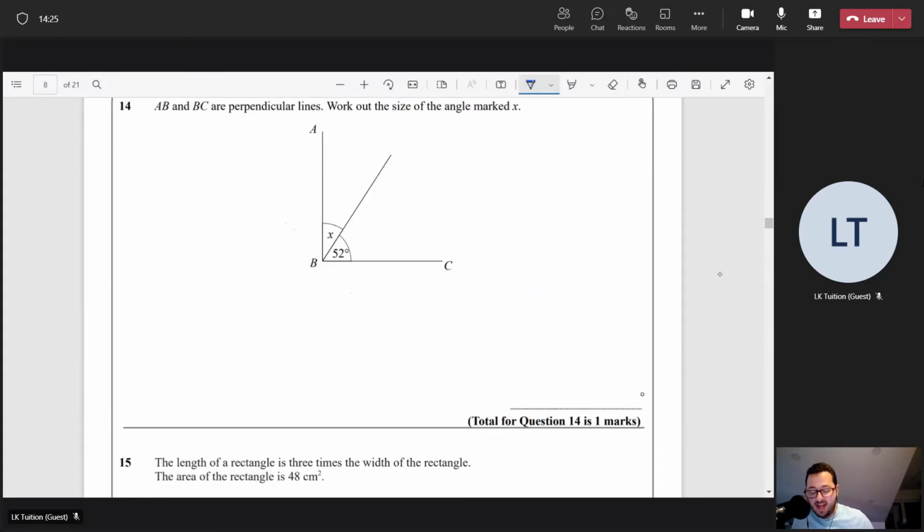Number 14, AB and BC are perpendicular lines. Work out the size of the angle marked X. Well, again, if they're perpendicular, this time we've got a right angle, and a right angle is 90 degrees. So we just want to do 90 take away 52. For all of this maths, you can just use a calculator, and please do use a calculator, and that's going to be 38 degrees.